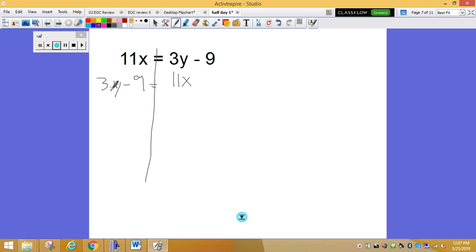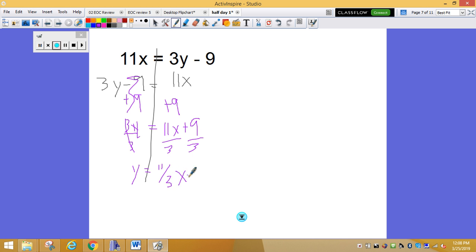I need to get y by itself, so I got to move the 3 and the 9. Which am I going to move first? I'm going to move the 9. So I would do plus 9 on both sides. So bring down 3y. Again, when we rewrite, we want to put the 11x first, and it was positive, and a plus 9. Now I want to divide everything by 3. So y equals, if I did that in my calculator, you would get 11/3 x, and 9 divided by 3 is 3.